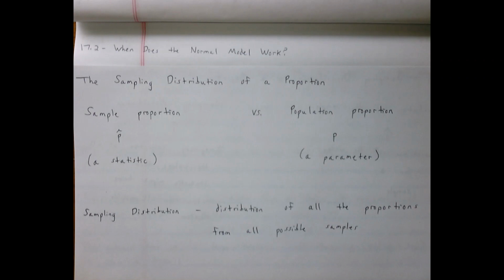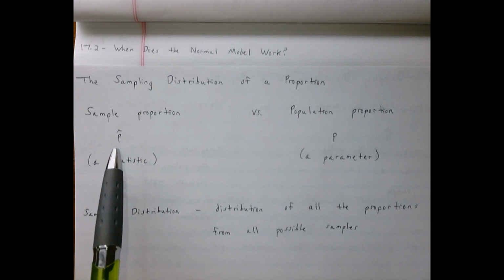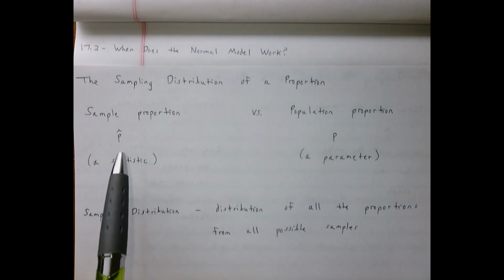Welcome back. In this video, we'll discuss section 17.2, when does the normal model work? In the last video, we considered taking a random sample of 25 Reese's Pieces candies. And what we wanted to do was determine the proportion of candies in that sample that were orange. So we computed the sample proportion, which we can denote by p hat. And because this is a number associated with a sample, it's a statistic.